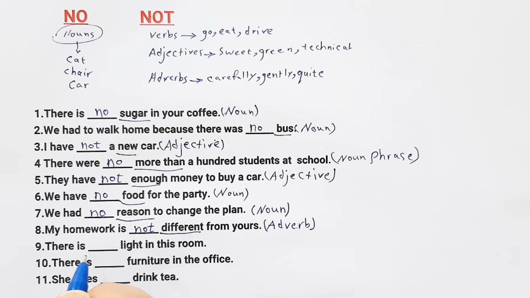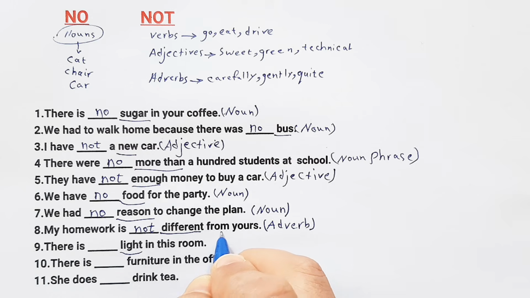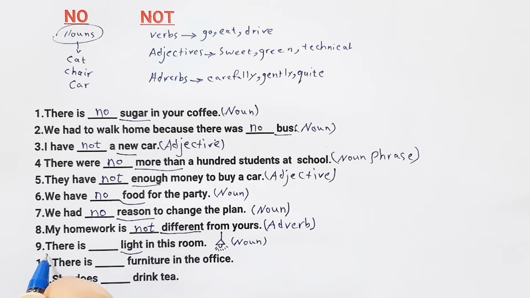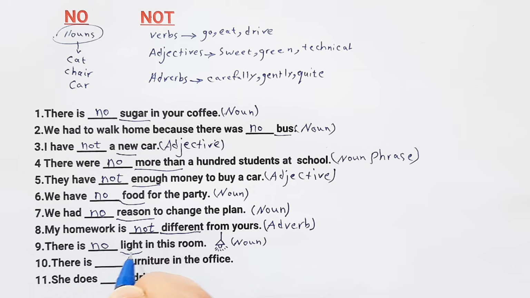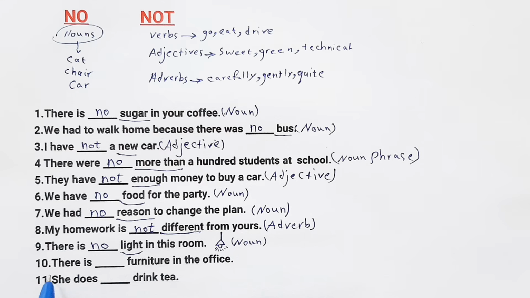Number 9, there is blank light in this room. All of us know the meaning of light. This is light. So we know that it is a noun. So we say there is no light in this room, because we said for nouns we use no.